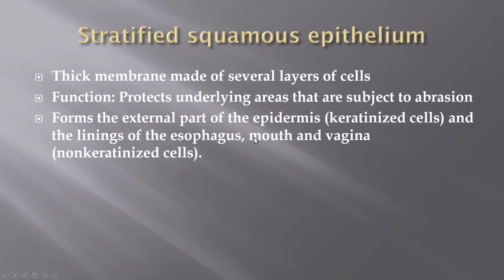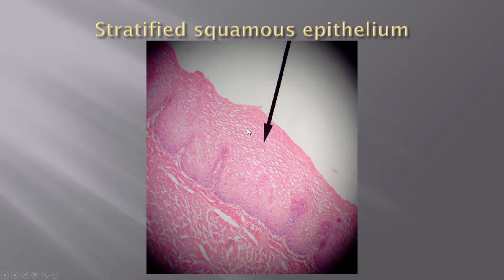So where you would find it, you'd see this is, again, the esophagus, where you're swallowing food, the mouth, swallowing food, the vaginal area for sexual intercourse. You have to have that protection. Those will be what we call non-keratinized. They don't have keratin. But then we have the epidermis of the skin, which is keratinized. It has keratin in it, a protein.